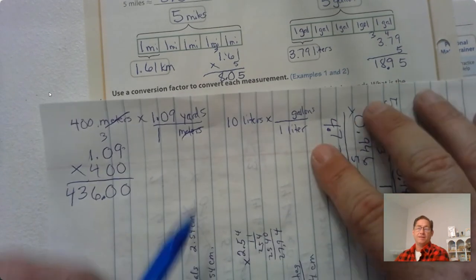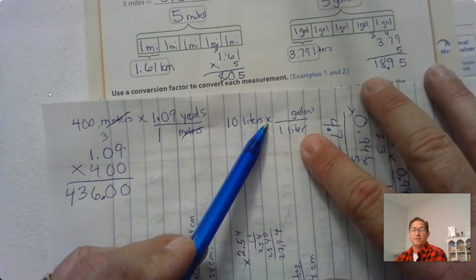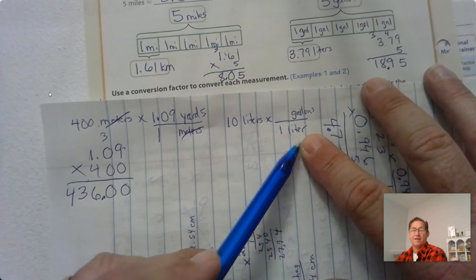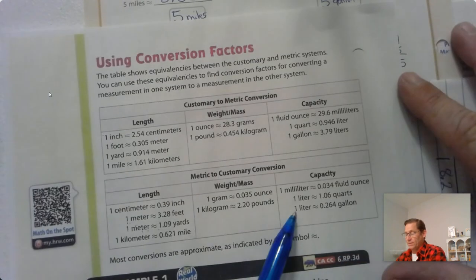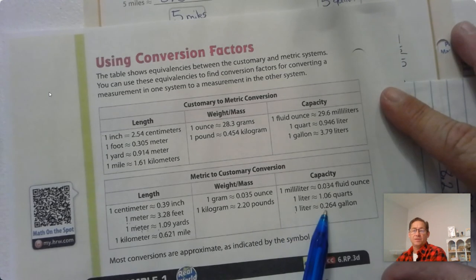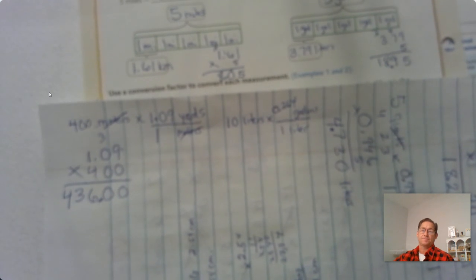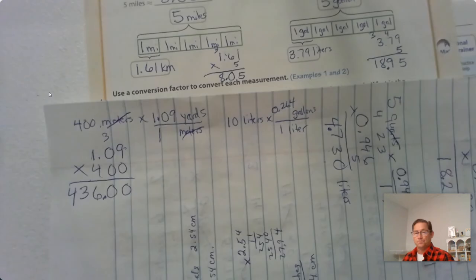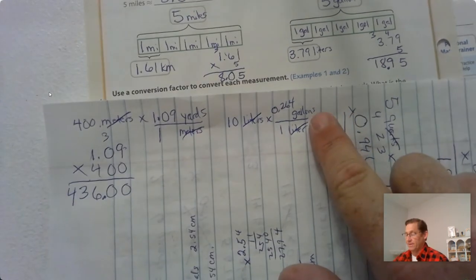Okay, so we're going to set it up like this. 10 liters times gallons over liter. We want the liters to divide out. So how many gallons are in 1 liter? 1 liter is about 264 thousandths of a gallon, 0.264 gallons. Okay, divide out the liters for the units, leaving us gallons.